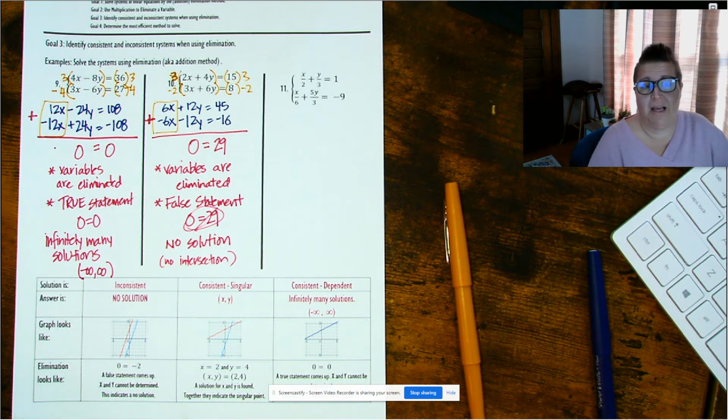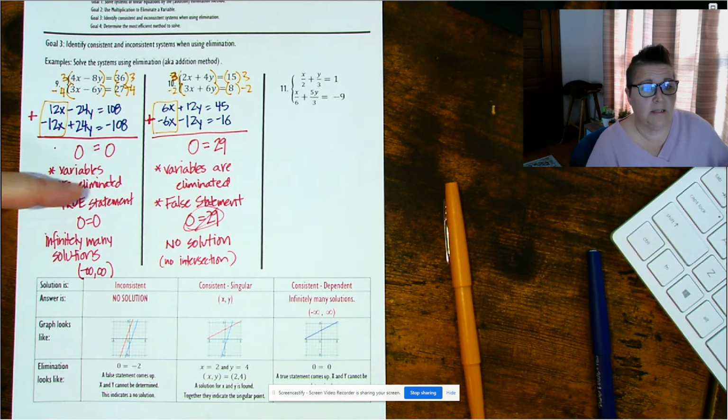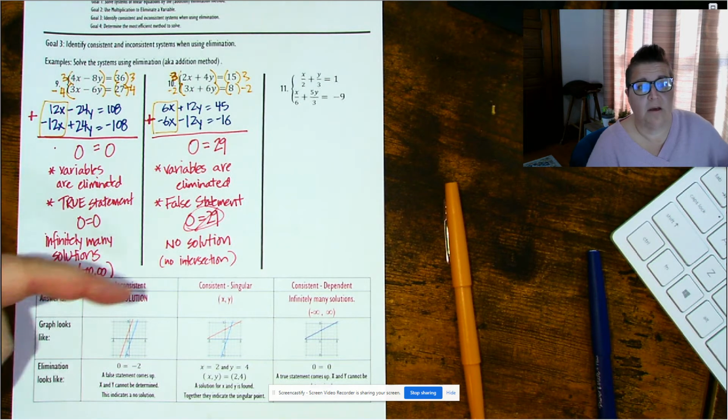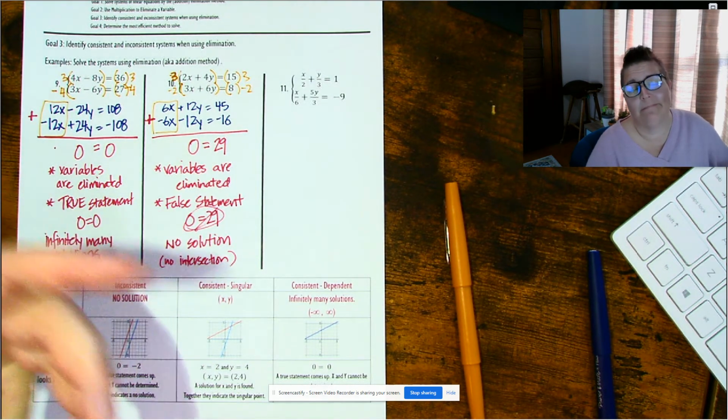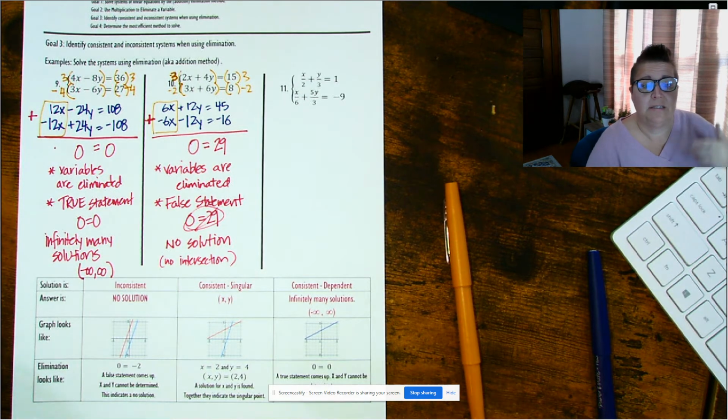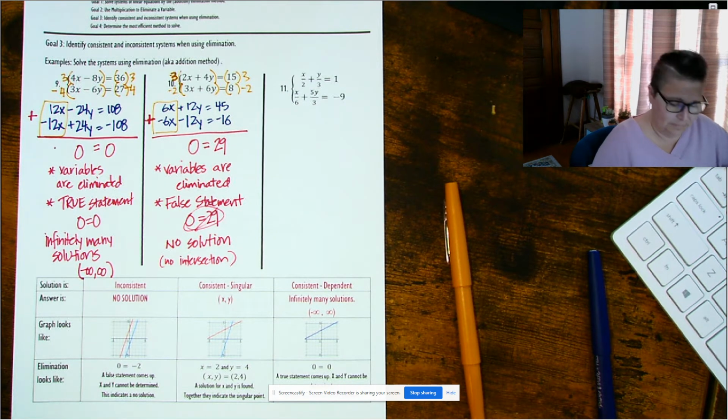And most of the time, this problem is over in a snap, just like the first one, right? The problem was over really quick. We just canceled everything out. Here, it looks like we canceled everything out, but it's not a true statement. So for consistent dependent and inconsistent no solution, problems are over super quick, right?